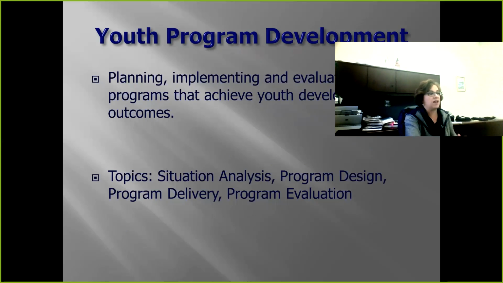So it's things like situational analysis. Now I know that sounds like a big word, but basically you're looking at needs assessment. What are the needs of the youth in our community? What is program design? How do we design a program that is appropriate for our young people? How do we deliver it? How do we make a program hands-on and not just lecture for our young people? And then also about evaluation.